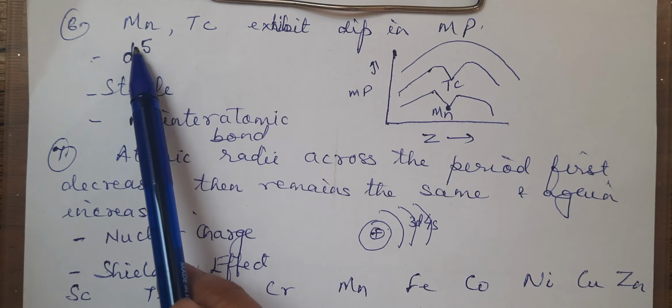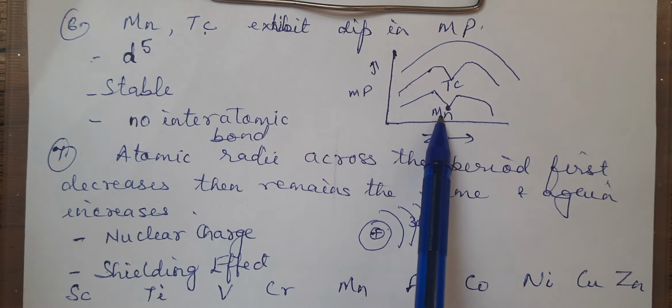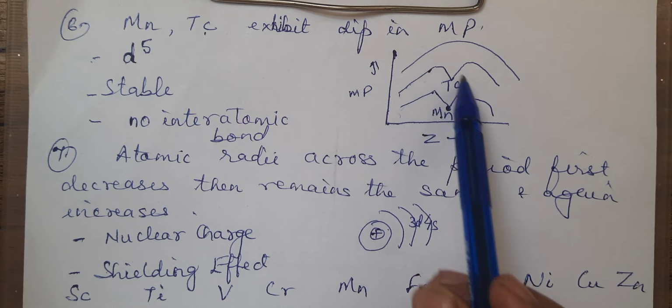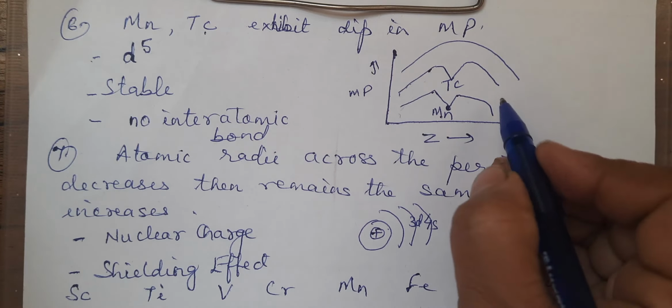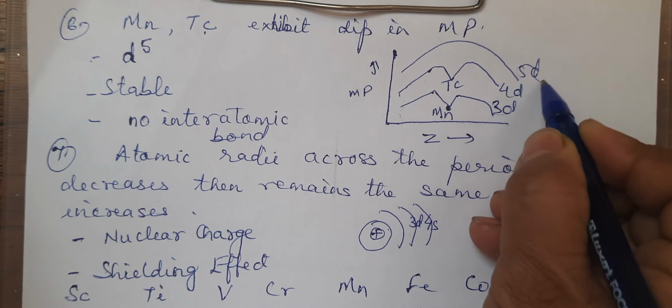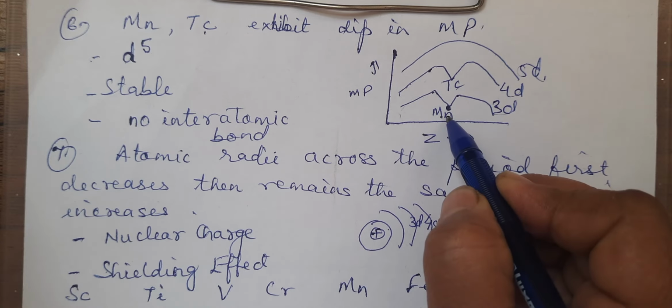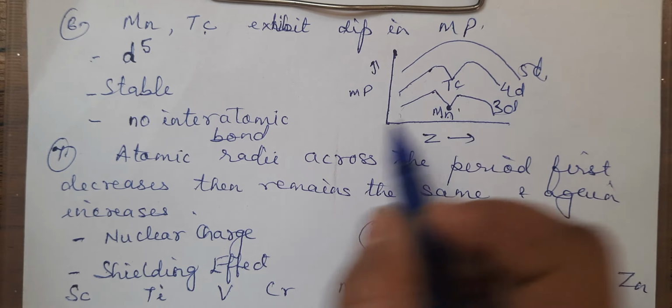Now, in this there is another question asked, that is Mn and Tc. They exhibit a dip in the melting point. Normally it is first increasing, then decreasing, right? This is the first series, that is the 3d series. This is the 4d series. This is the 5d series. But in 3d and 4d, you find there is a dip at Mn and Tc. So how will you write the answer?